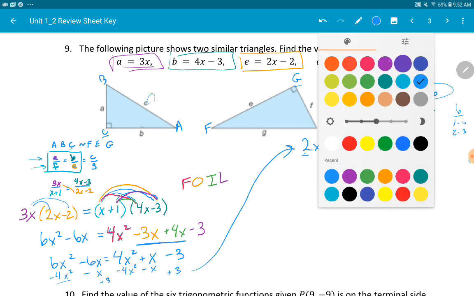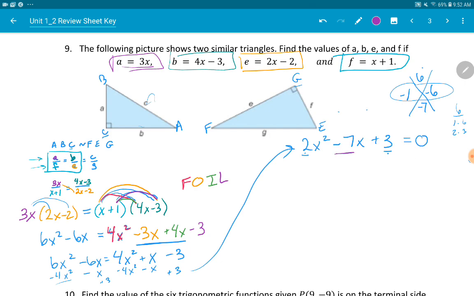We're going to take that 1 and 6 and replace that negative 7 with it. So when I add those together, I get that negative 7. So that's actually going to be negative 1x minus 6x. And then the plus 3, I'll just bring down. And the 2x squared, I'll just bring down. And the equals 0, I bring down.